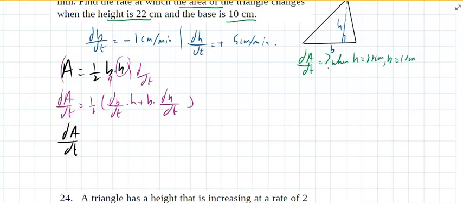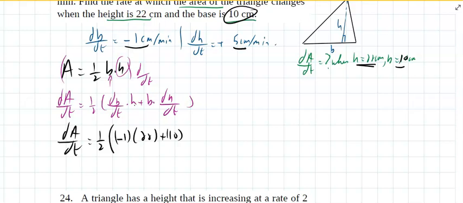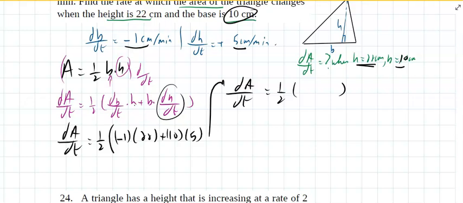Besides that, everything's given. That's 1/2 times dB/dt. The change in the base is -1. The height is actually 22. The base is 10 right there. And the change of the height, which is 5. Now we need to know, is it getting bigger or smaller? So that is 1/2 what? -22 plus 50.